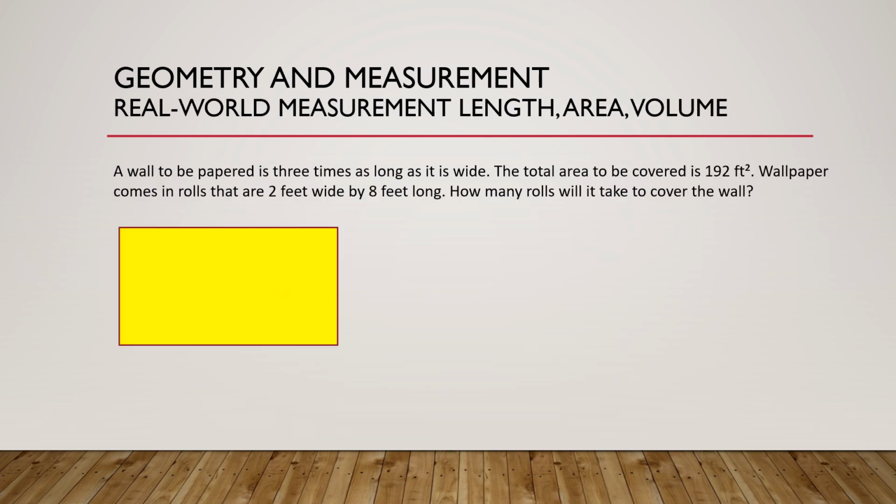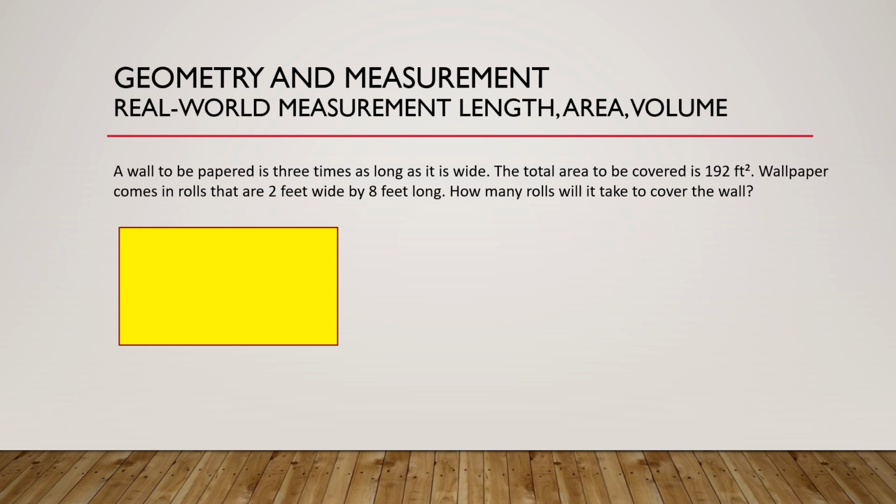A wall to be papered is 3 times as long as its width. The total area to be covered is 192 square feet. Wallpaper comes in rolls that are 2 feet wide by 8 feet long. How many rolls will it take to cover the wall?